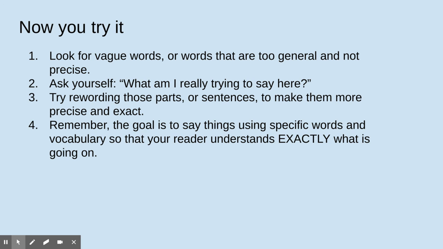Go back through your writing and look for vague words, and vague means words that are too general and not precise. Ask yourself, what am I really trying to say here? Then try rewording those parts or sentences to make them more precise and exact. Remember, the goal is to say things using specific words and vocabulary so that your reader understands exactly what is going on. Good luck, writers.